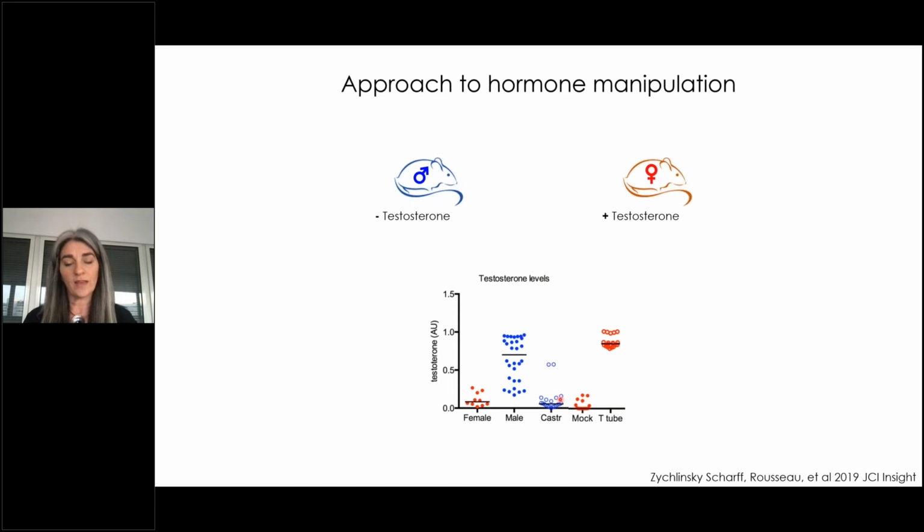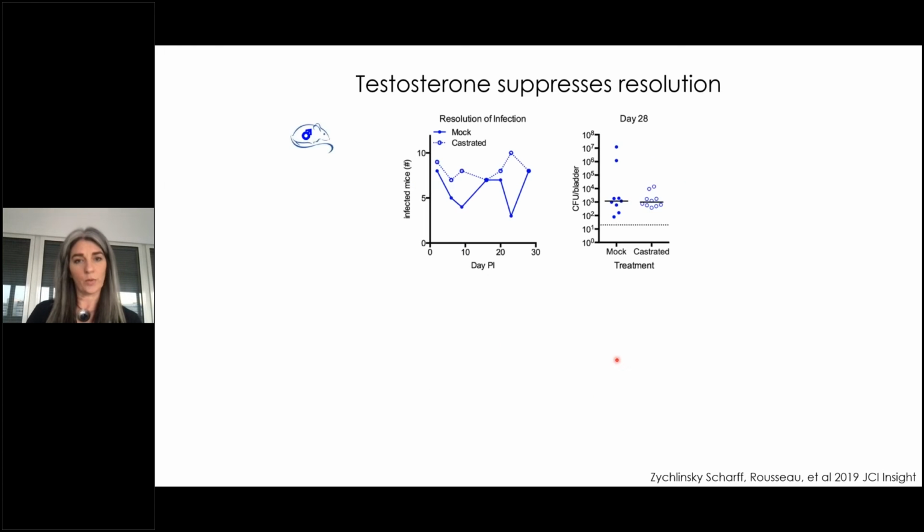What we did is we castrated male mice, and what you can see now is we can reduce the level of testosterone to something similar to female mice. And in female mice, what we did is we used something called a T-tube. That's a tube where you can put testosterone in, and then you implant it under the skin of the animals, and it slowly leaches out over time. And what you can see here is we can raise the testosterone level in these animals to high but physiological levels of testosterone. And so this is what we did.